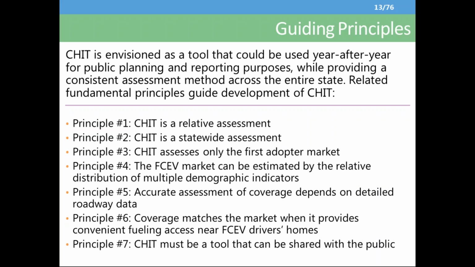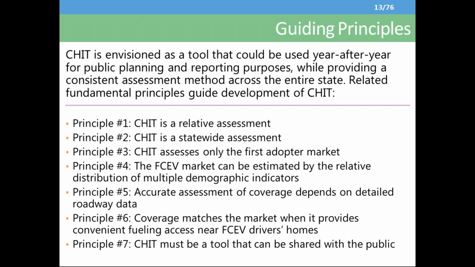Principle 6 is really the key here. It's that coverage matches the market when it provides convenient fueling access near the fuel cell electric vehicle drivers' homes. Again, this is tied to number 3. As we get out of the first adopter market, it might not be quite as important to convince people that they can go about their daily lives by seeing a station near their home. It might shift more towards seeing a station on their daily commute or on the way to places that they go to often for vacations. These are all key ideas, but really CHIT is tuned finely to what number 6 says.